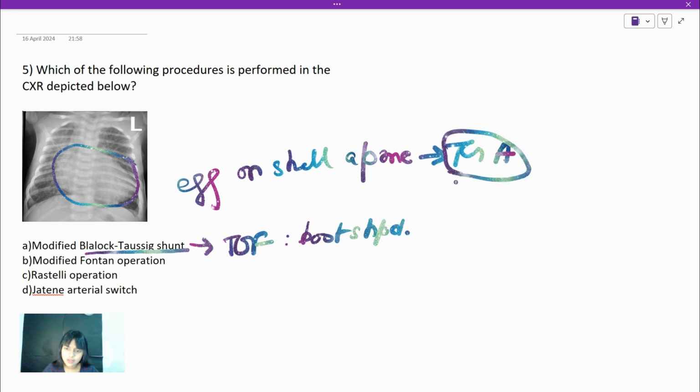And what is the surgery of choice in TGA? This is nothing but Jatene's arterial switch. Okay, so let's see the other options. Where are you going to do the modified Fontan operation? Okay, this is done in case of tricuspid atresia. Okay, and Rastelli is done in case of DORV, that is double outlet right ventricle. These are good to know things.